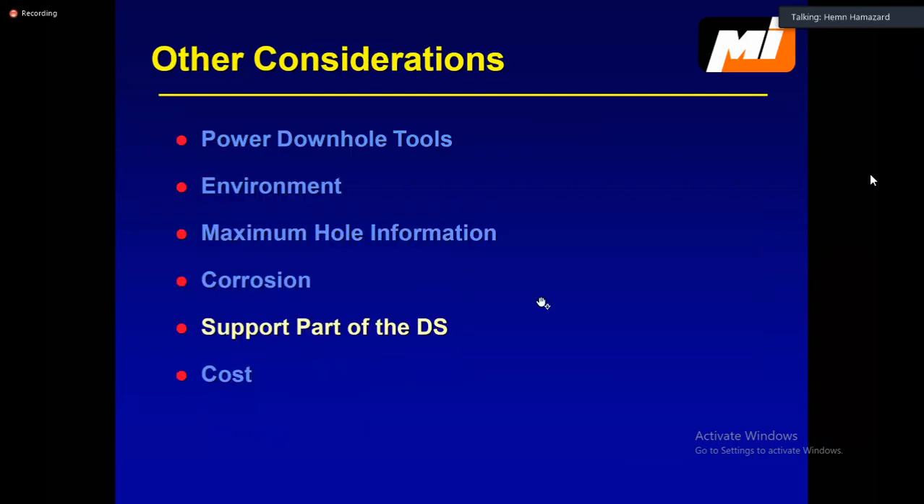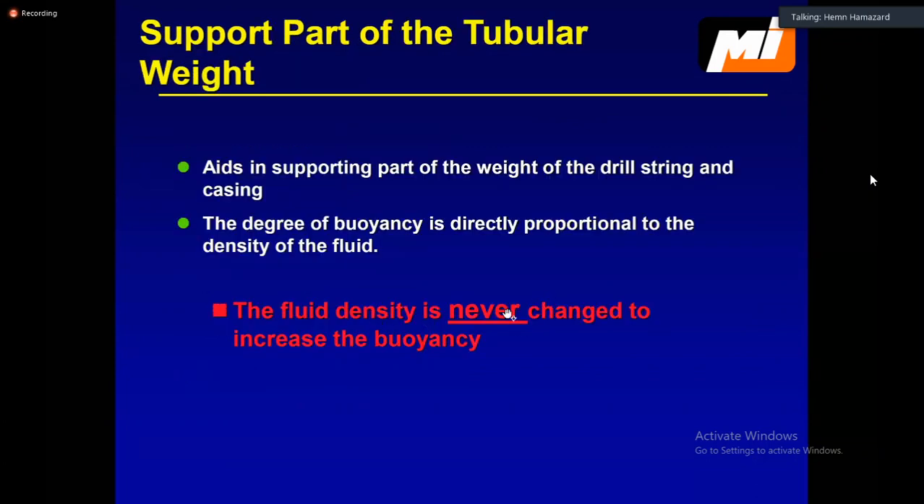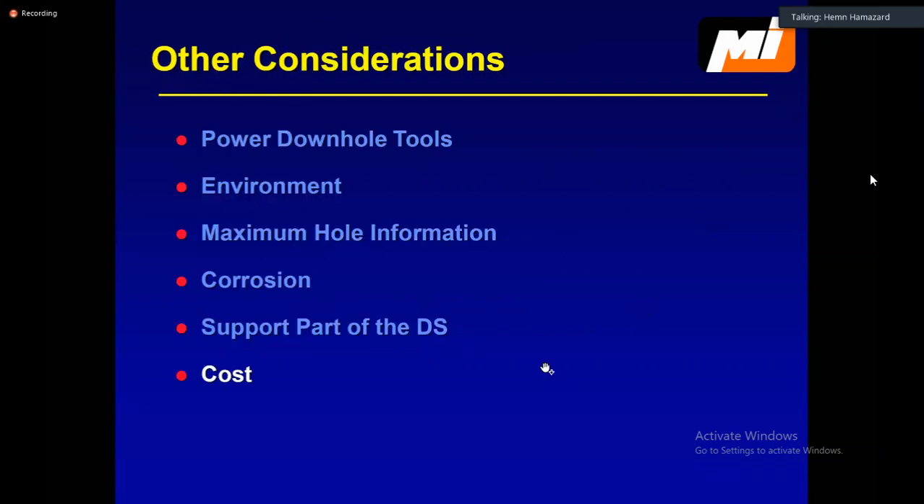Another consideration is support of part of the drill string weight. The drilling fluid can create a force which is called buoyancy. Buoyancy is just like when you dive into a swimming pool and you feel a force which pushes you up. That depends on the density of the fluid. It's the same when you're running in hole with a drill pipe or bit or whatsoever. If there's mud in the hole, there's an upward force that pushes your equipment back. That's not a big deal, and you never consider buoyancy a big consideration.